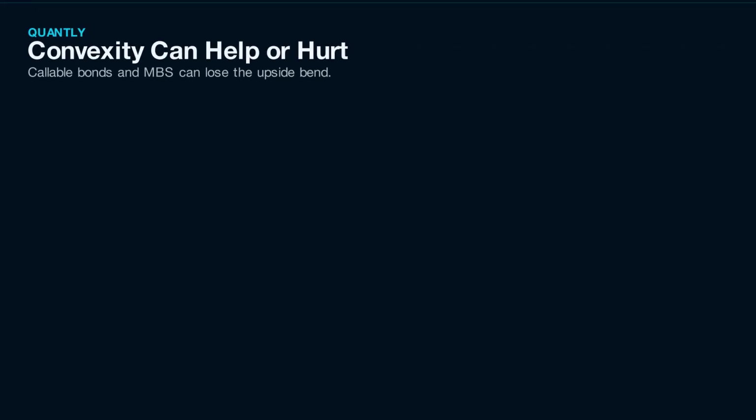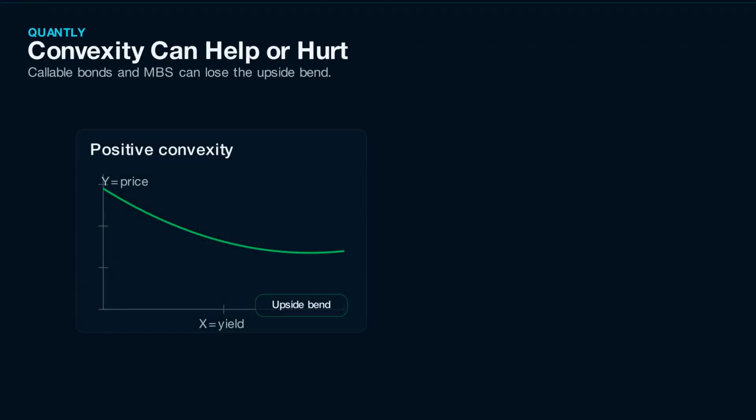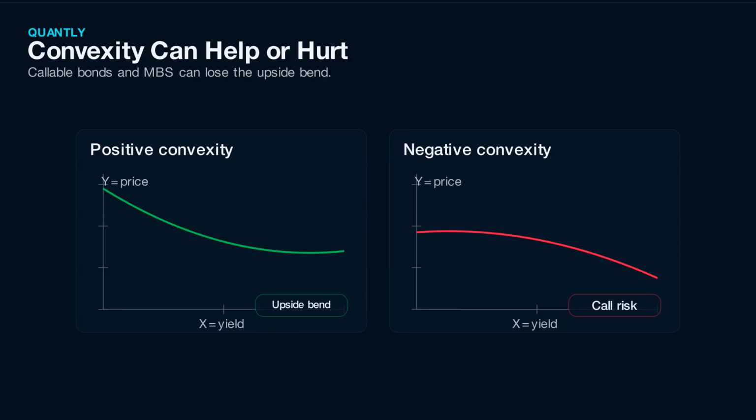Most plain government bonds have positive convexity, but mortgage-backed securities can have negative convexity. Homeowners can prepay mortgages when rates fall, removing part of the upside that normally comes with a bond's convexity. When rates rise, they do not prepay, so losses can accumulate faster. The curve bows inward rather than outward. That is why credit quality alone is not enough.